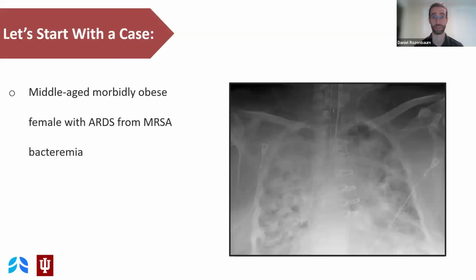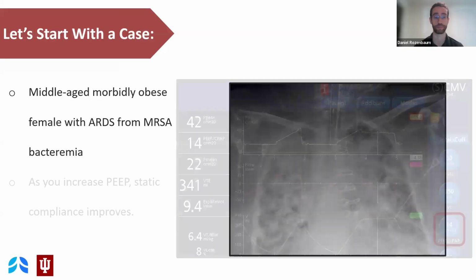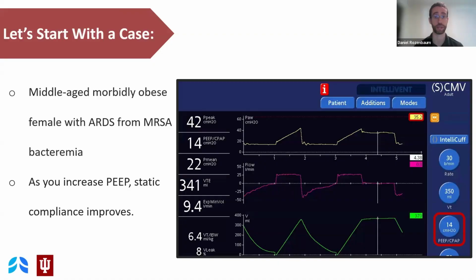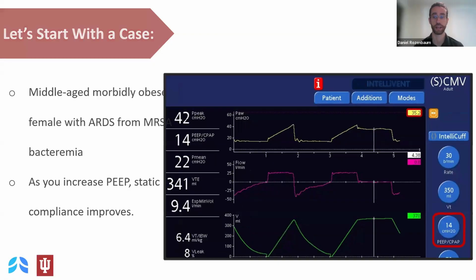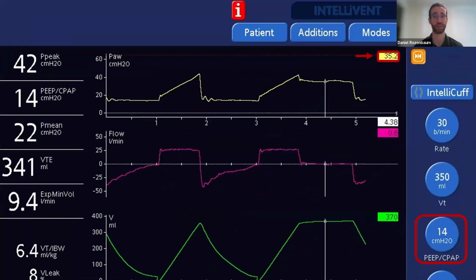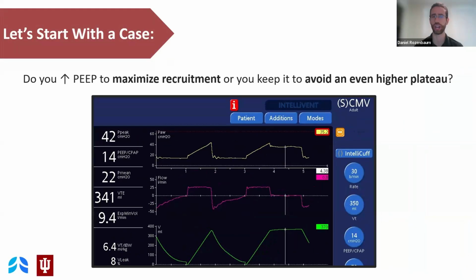We'll start the presentation with a case. You have a middle-aged, morbidly obese female with ARDS from MRSA bacteremia. She's profoundly hypoxic. As you increase PEEP, you'll note an improvement in static compliance. PEEP is now 14 and your plateau is 35 centimeters of water. You'll know that if you keep up titrating PEEP, inevitably the plateau will rise even further. So you ask yourself, what should I do?